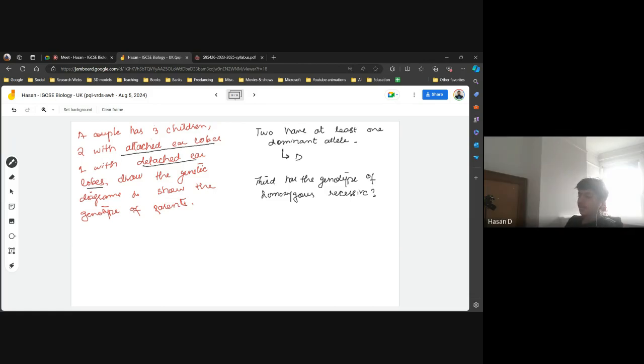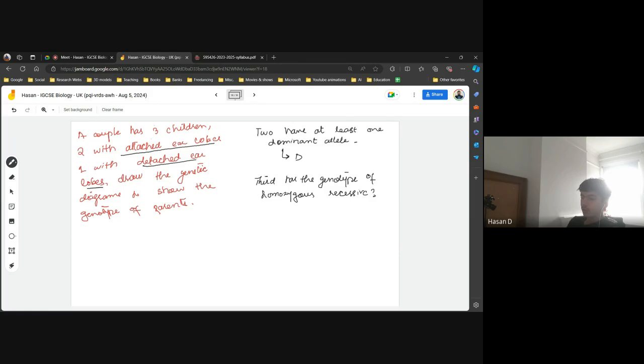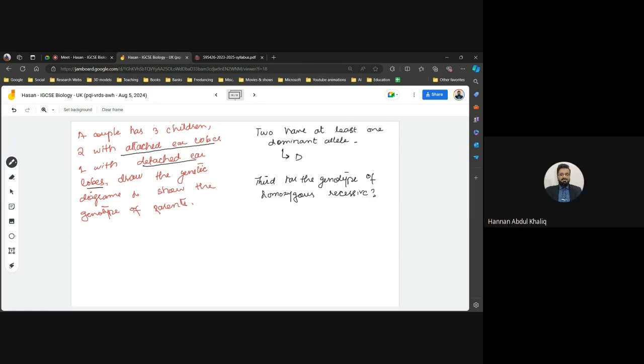Third, third meaning like one third. No, no, no, not one third. Basically, the one with the detached earlobe, I'm talking about that one. Basically, because detached is recessive. Well done. The detached one is recessive, so it means it cannot have a dominant allele because he is already showing the detached phenotype. So obviously dd. Okay.